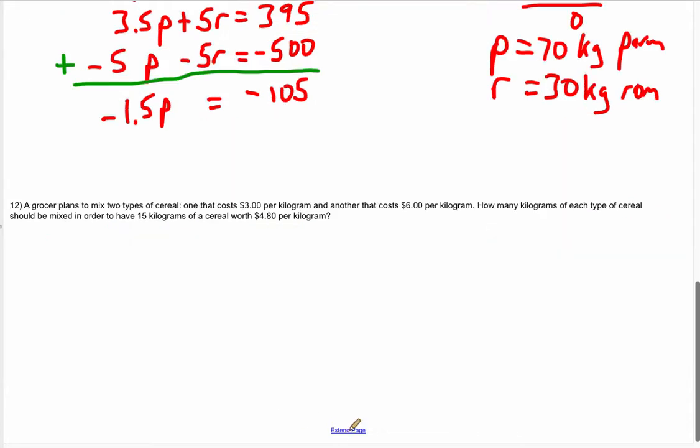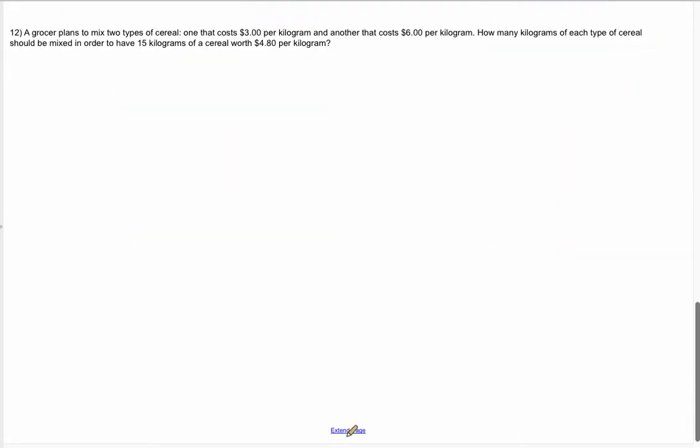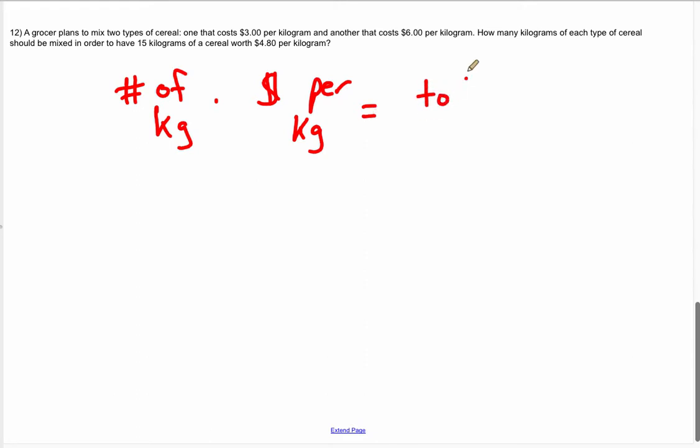Okay, again, we know it's a mixture problem because we're mixing cereal. It says the word mixture. We're combining stuff. I think it says mixture. Yeah, mixed. Look at that. Okay, so we're mixing cereal, and we're talking about kilograms and cost. So it's going to be number of kilograms times price per kilogram equals total price or total cost or something.